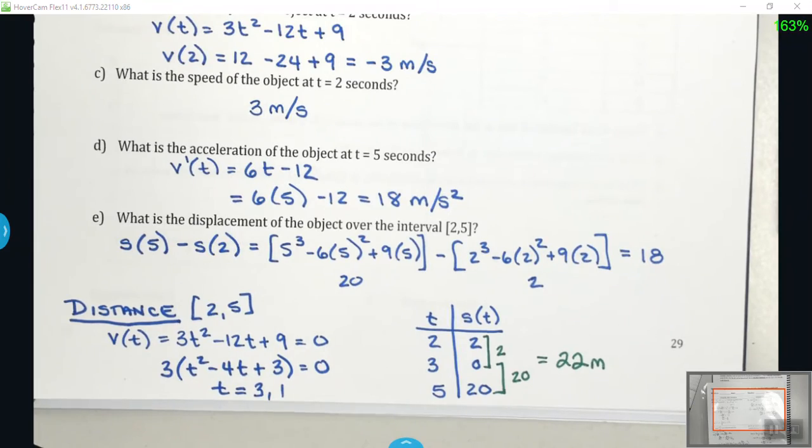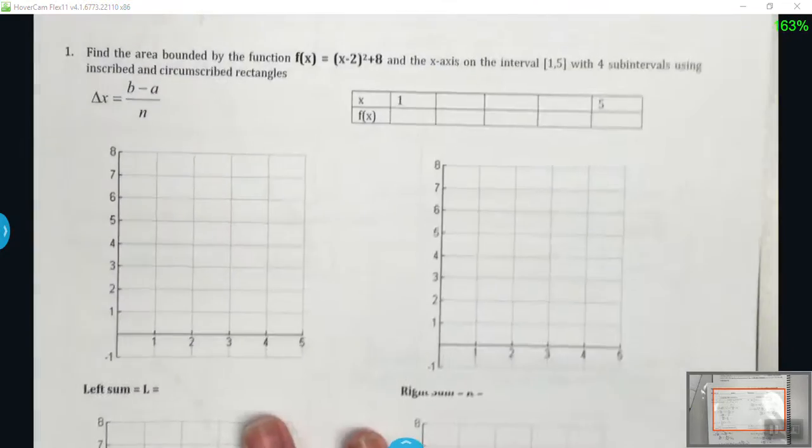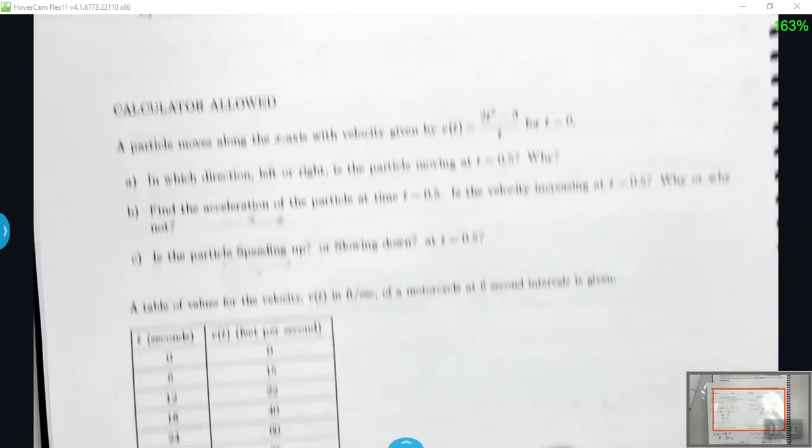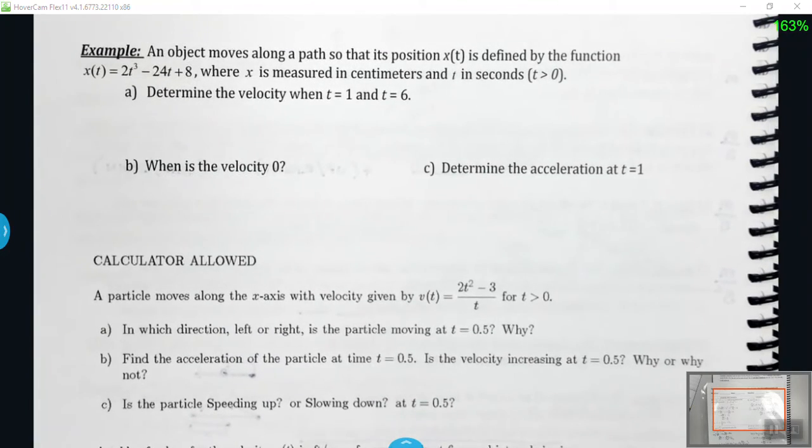Yeah? Okay. Your job is to do this next page. And then you're done for the day. I'll put up the answers so that you have them.